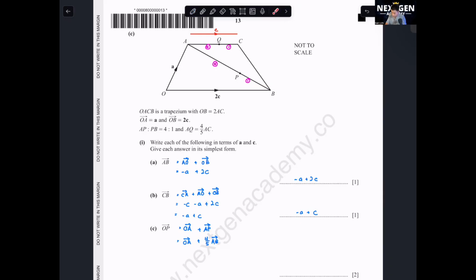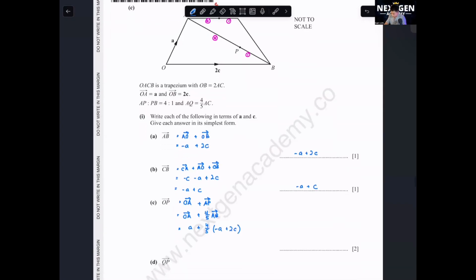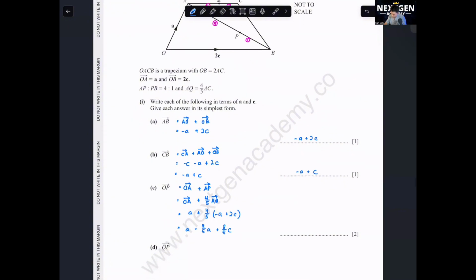So you need to go and define whatever ratio that they give you. Plot it out first, you will need to use it. So here will be OA, which is A. Then here AB, just now we found in the first question, minus A plus 2C. Open out the bracket: A minus 4 over 5A plus 8 over 5C. Which will give us the final answer of 1 over 5A plus 8 over 5C.